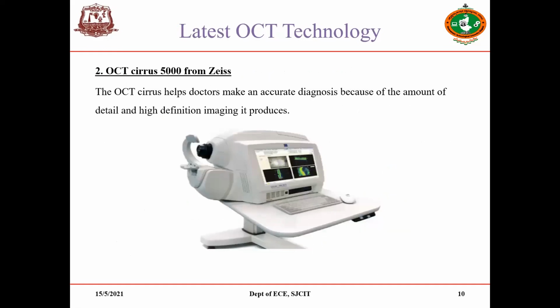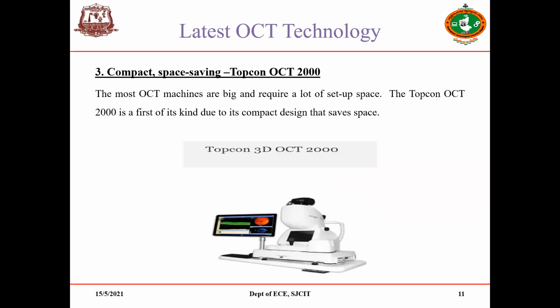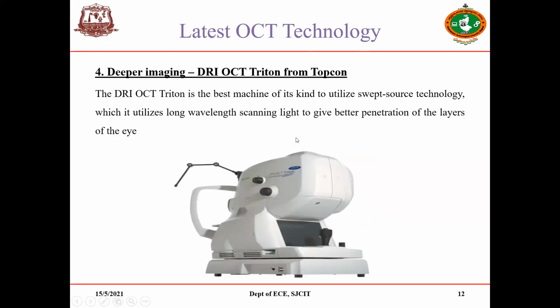And the second one is Cirrus 5000 from Zeiss. It helps doctors make an accurate diagnosis because of the amount of detail and high definition imaging it produces. The third technology is the compact, space-saving Topcon OCT 2000. Most OCT machines are big and require a lot of setup space. The Topcon OCT 2000 is the first of its kind due to its compact design that saves space.